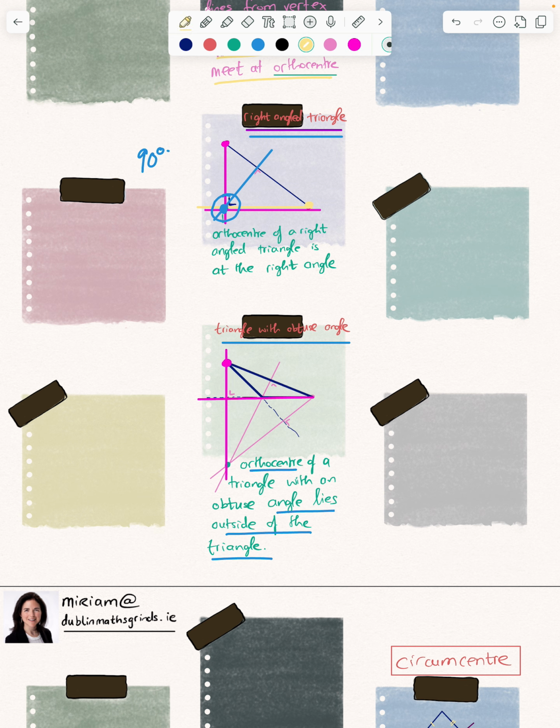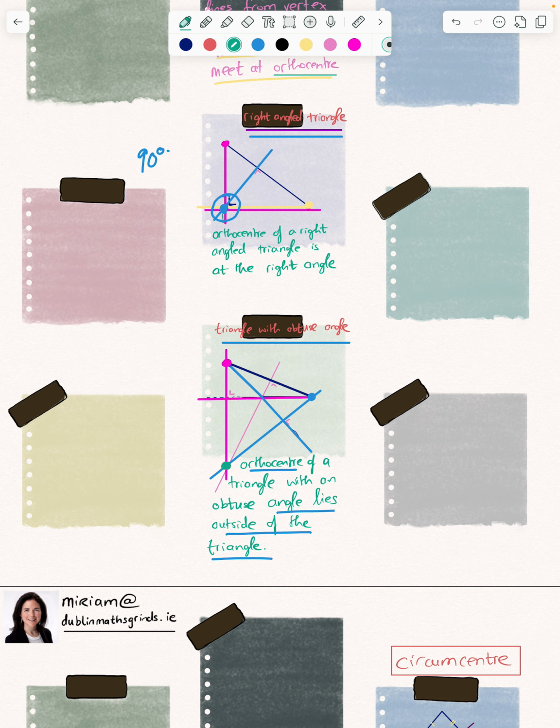And then if you take, for example, this coordinate, that is opposite to this blue side. But if I want to draw a line that passes through the blue coordinate and is perpendicular to the blue side, I need to extend the blue side. Okay, and if I do that and draw a line that goes through the vertex and is perpendicular to the opposite side, I get this blue line. Already they have met at the orthocentre.